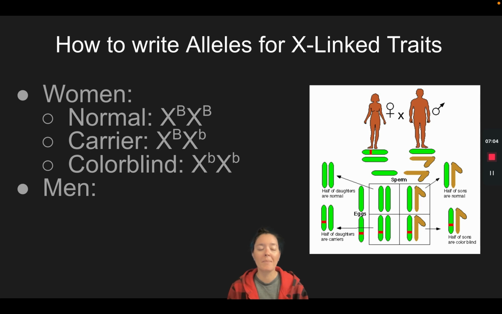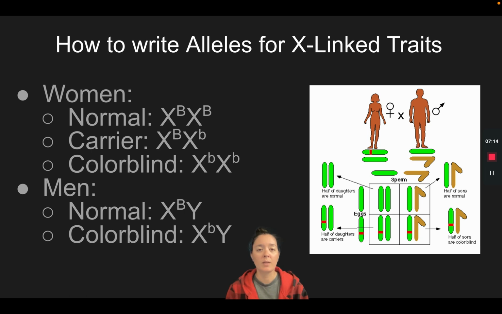For men or males, there's only two possible genotypes. They could be normal, with the dominant not colorblind in this example, or they could be colorblind. Whatever the male gets on his X chromosome is what will be expressed. So females, again, have that protection of the redundancy of two X chromosomes. The male does not get that advantage.